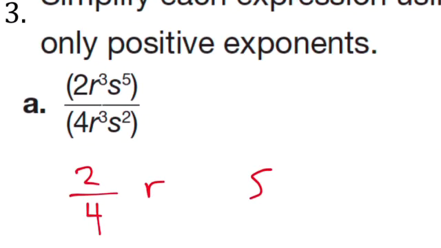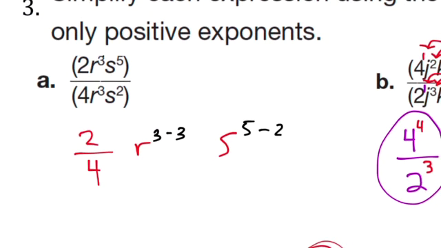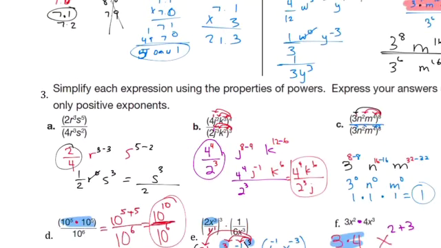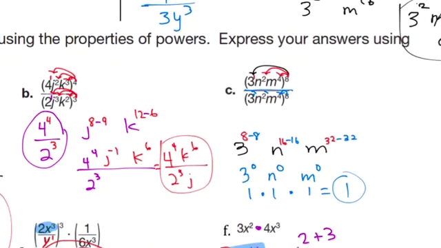Okay, this is simplified. This is r to the third minus r to the 3, s to the 5th, s to the 2nd. Subtract them. Reduce this to 1 over 2, r to the 0, s to the 3rd. So your answer is 1 over 2, s to the 3rd is on top because it's positive, and that can be invisible. 1.